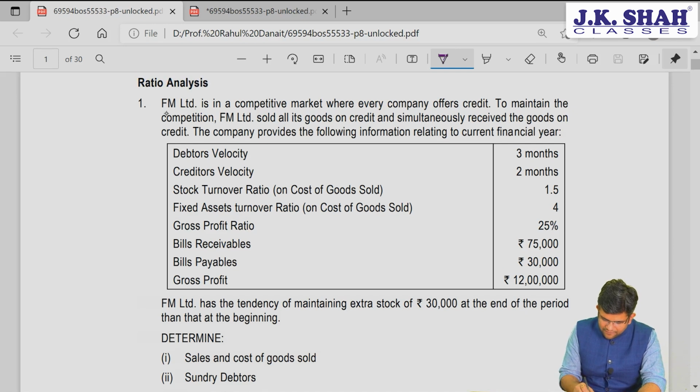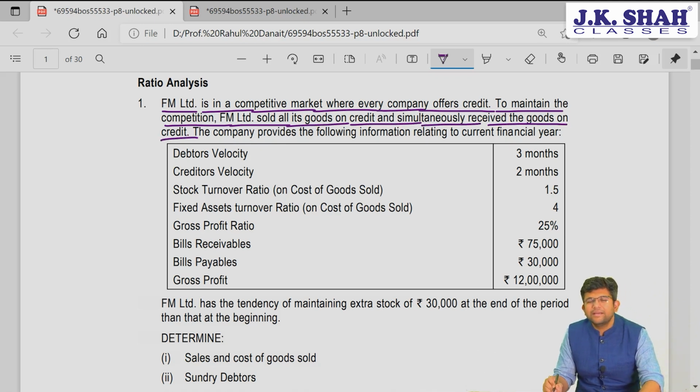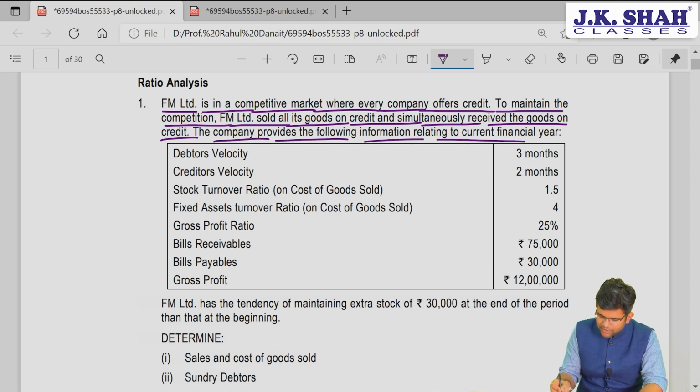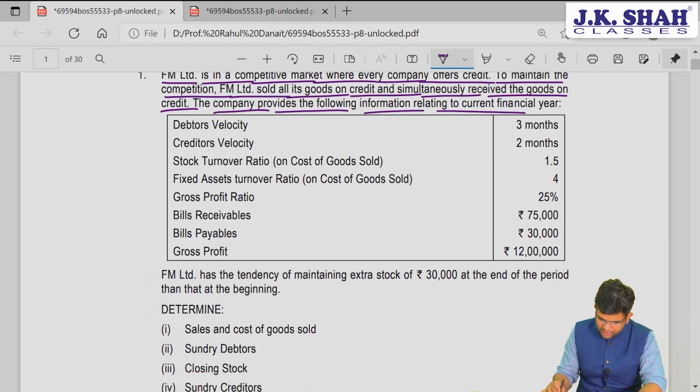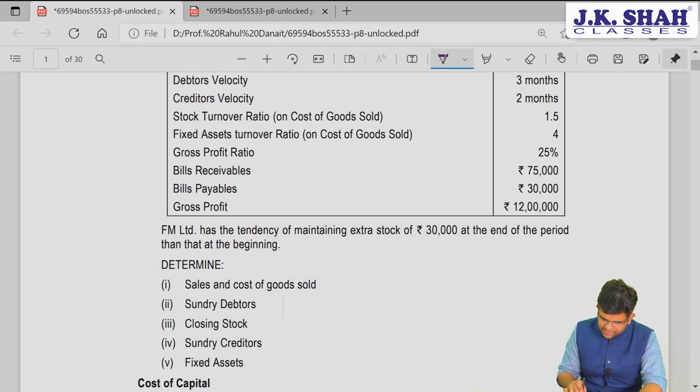So they're saying FM Limited is in a competitive market where every company offers credit. To maintain the competition, FM Limited sold all its goods on credit and simultaneously received the goods on credit. So basically they're saying that this company sells goods on credit and even purchases on credit. The company provides the following information relating to the current financial year. So children, all this data is given.